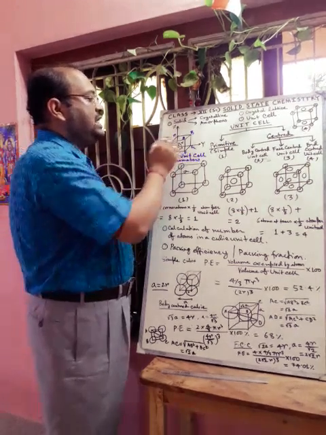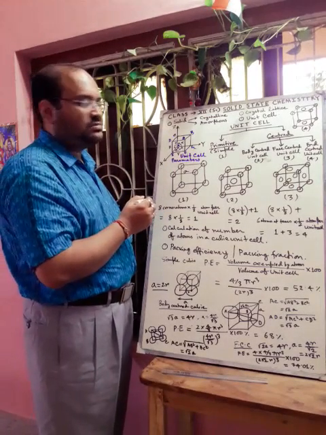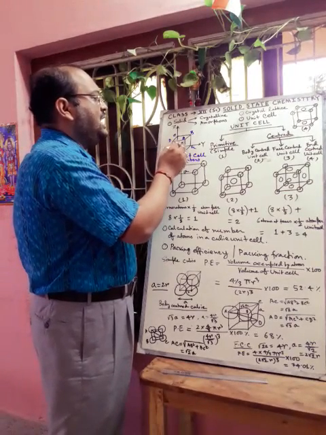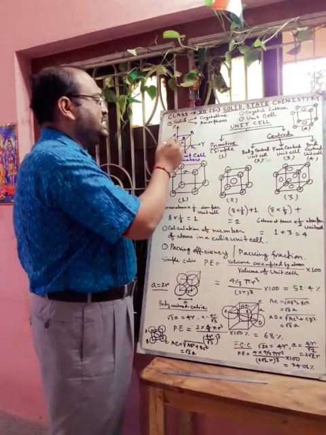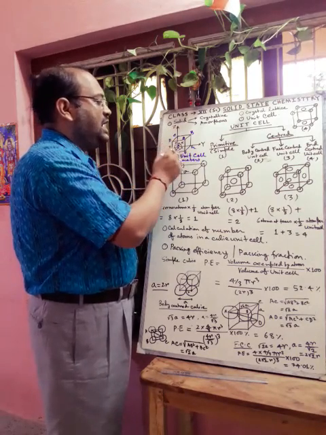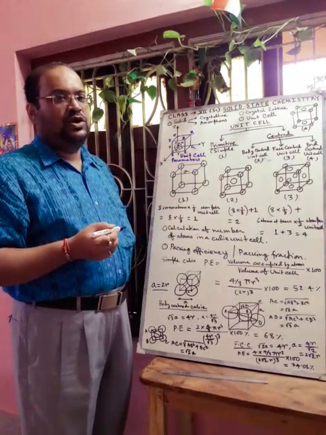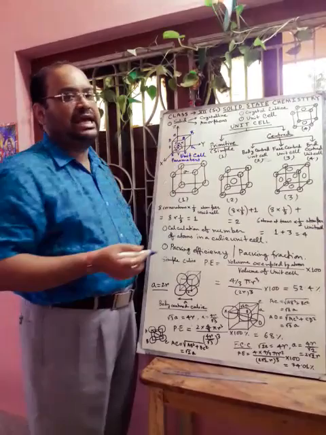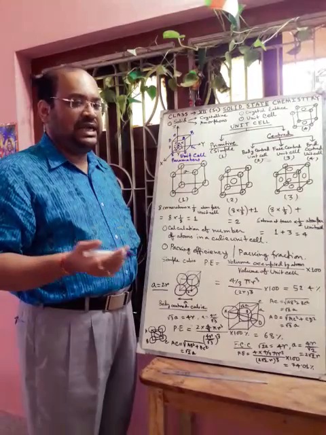So these A, B, C are called axial lengths or axial distances, and the angle between the planes, suppose the angle between y and z axis is alpha, z and x axis is beta, and x and y axis is gamma. So these alpha, beta, gamma are called axial angles. Based on these axial lengths and axial angles, there may be 7 types of crystal. That we will discuss later.